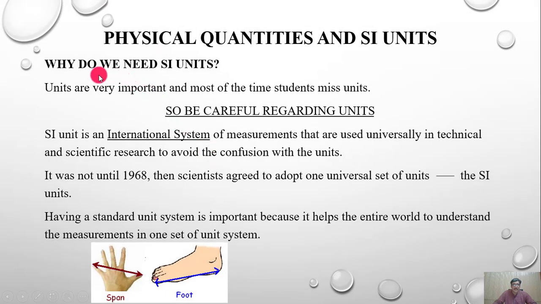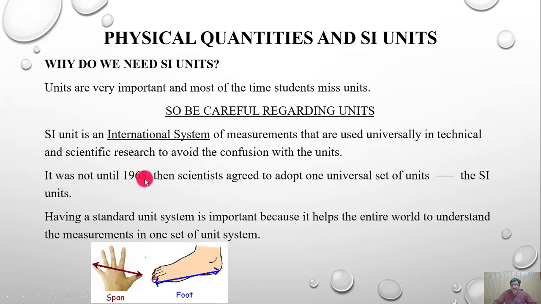Now we will talk about SI units. Why do we need SI units? Units are very important, and most of the time students forget to write units. So be careful regarding units. The SI unit is an international system of measurements that is used universally in technical and scientific research to avoid confusion with the units.